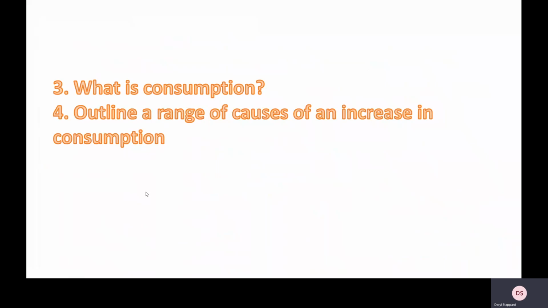Right, now we're going to focus next on the C, or the consumption, in aggregate demand. So again, what we'd like you to do in your books, please write down these two questions. 3, what is consumption? And then 4, outline a range of causes of an increase in consumption. So in other words, for non-price reasons, why might consumption suddenly increase? Once you've put down the questions and the answers, if you can hit pause now, click play again once you've put down your answers.